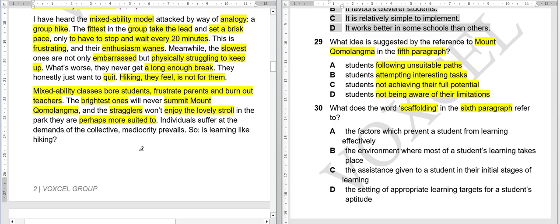Individuals suffer at the demands of the collective, and mediocrity prevails. So individuals will all suffer at the demands of the collective, because we want them to work as a team. So they will all struggle and mediocrity will prevail. So is learning like hiking? That's our question. Is learning like hiking or not? I hope the paragraph is clear. Now you have around 10 seconds for this. The time starts now.